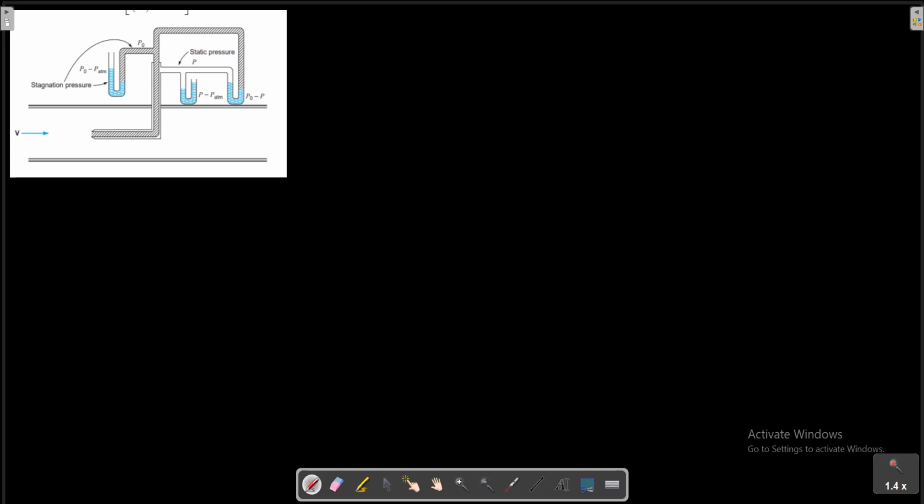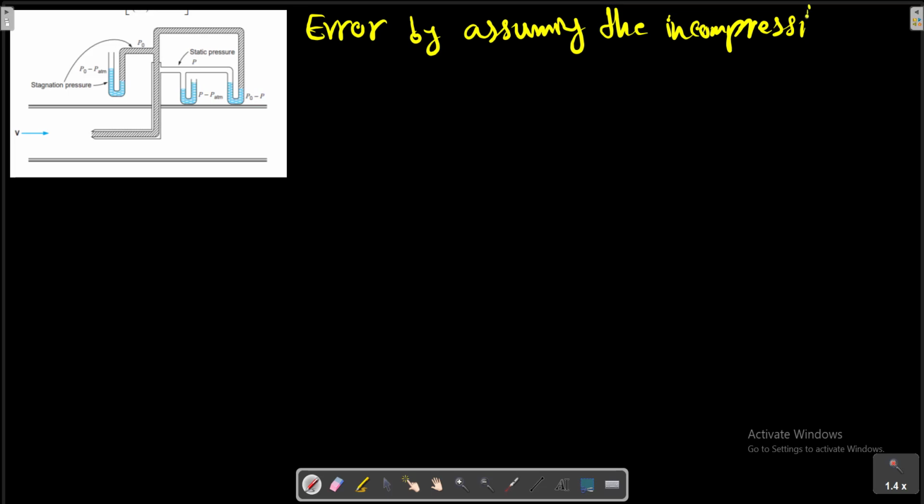Now the error introduced by assuming incompressible flow and using a pitot tube. The error by assuming the incompressible flow, and then using the pitot tube to measure the velocity of the ideal gas, we have P0.